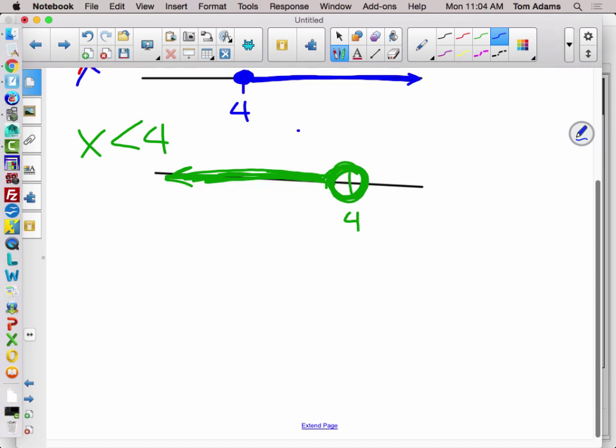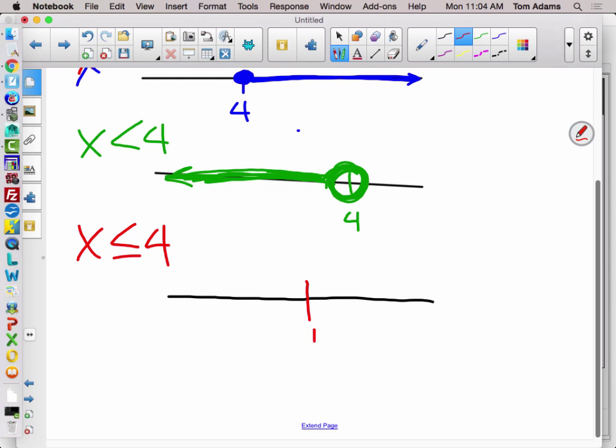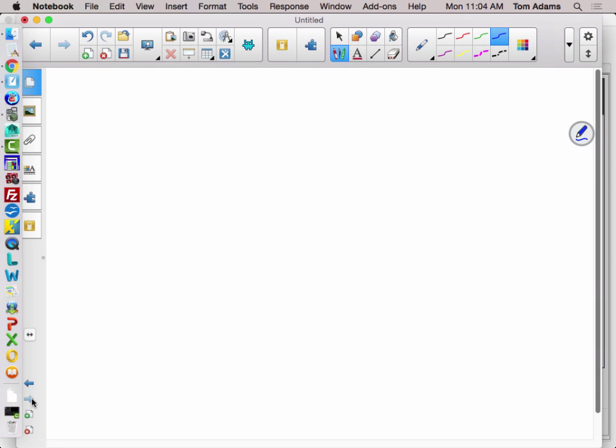And I suppose, just for good measure, we'll do one more. Let's do x is less than or equal to 4. We get to 4, we include it, so we put a closed circle, and we go this way. Okay? Does that make sense? That's not even problem number 1 yet. Let's do problem number 1.